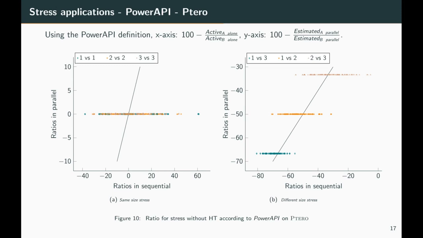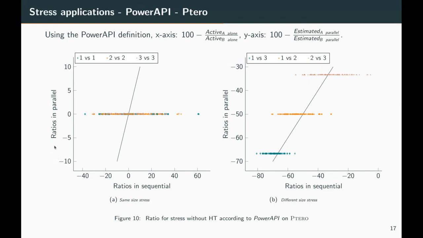So each point here in the graph is an experiment done comparing two applications. And what we would like to expect is that the ratio, the difference in energy consumption when we run both applications alone, should be the same as that ratio when we have two applications running at the same time. So I want to be able to say that my first application is consuming twice more energy than the other one, and this should be independent of whether both applications are running at the same time or independently.